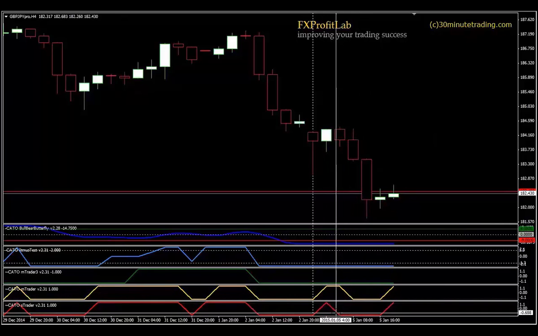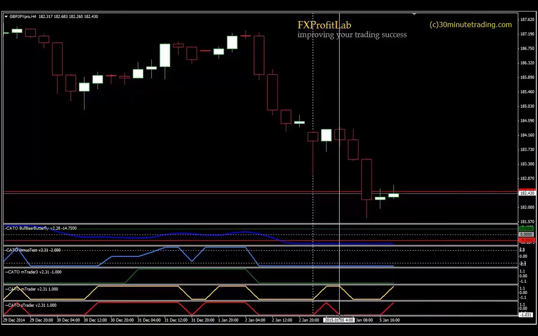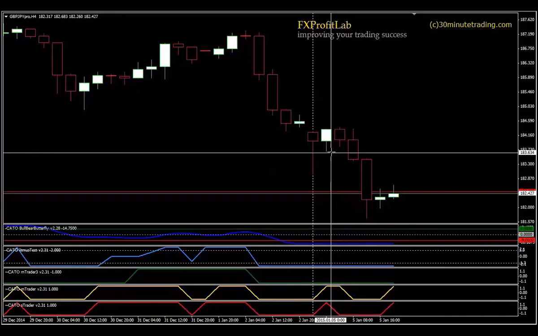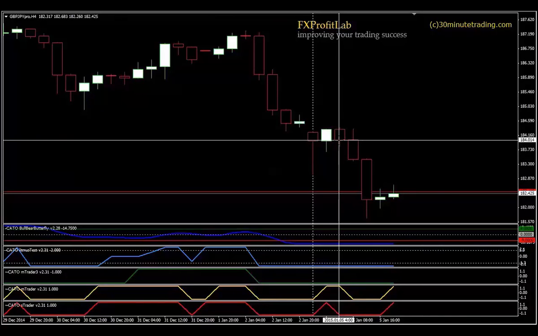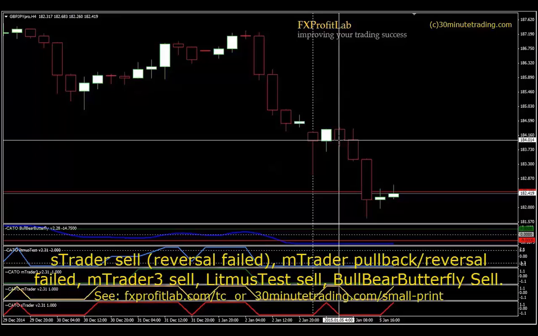And then when the S trader signal, that's the red one at the very bottom, kicks down, that's the indication that the bulls and bears have changed their power ratio, and the bears have control. That's the ones that are going to take it down. So we're looking for a trade going down, which is selling the pound yen.